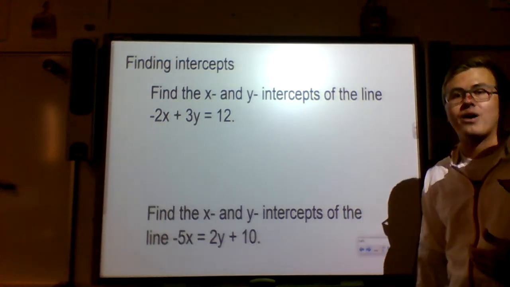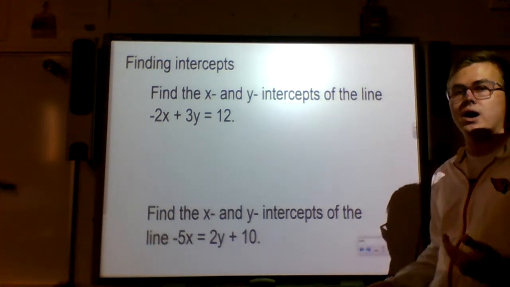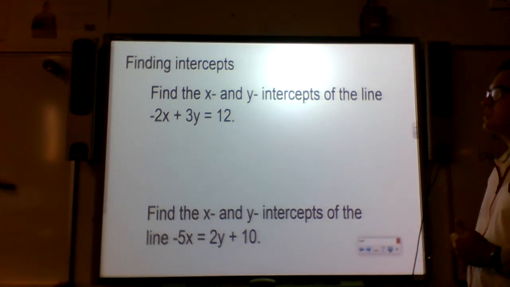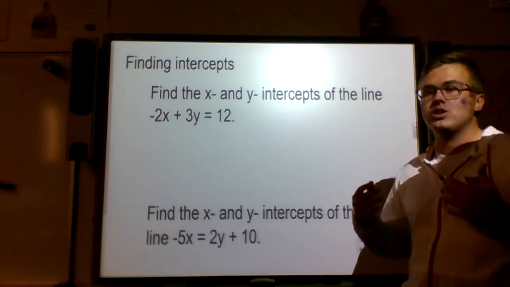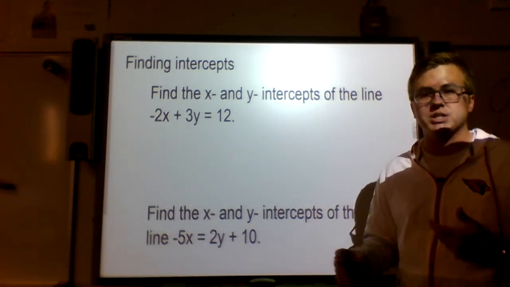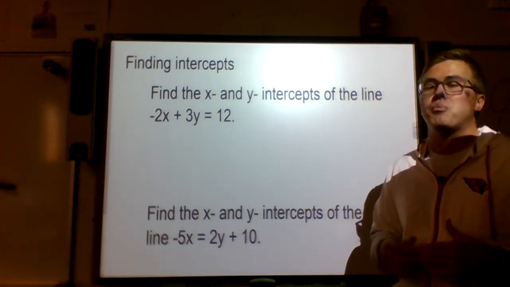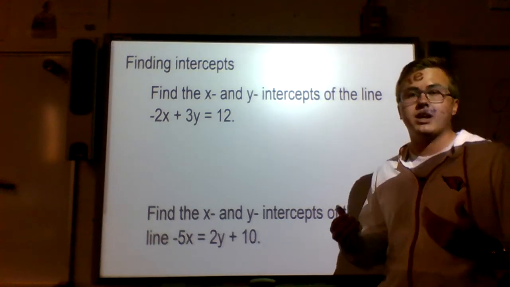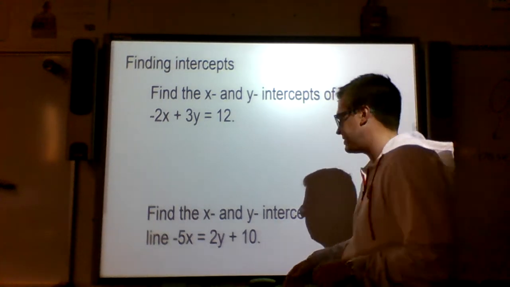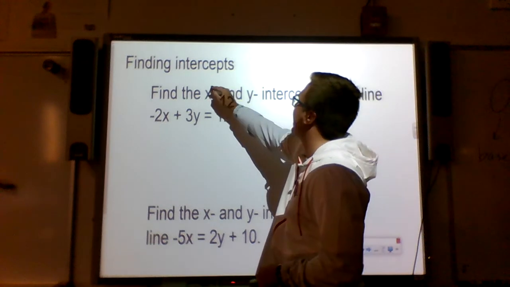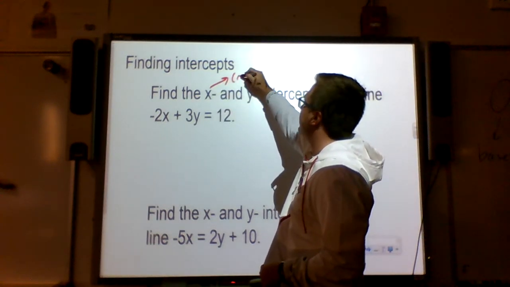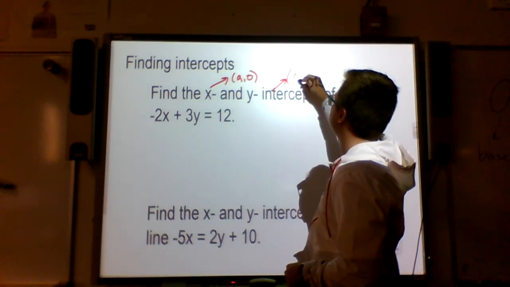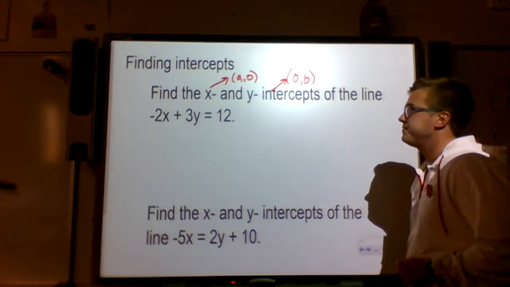All right, now we're going to go through how to find your x and y-intercepts. So if I have the equation negative 2x plus 3y equals 12, I could go through if I wanted to and rearrange this, put this into slope-intercept form, but I don't have to. I can find the x and y-intercepts using our knowledge of what those points look like. Because remember, for the x-intercept, that would be a, 0, and the y-intercept is 0, b.